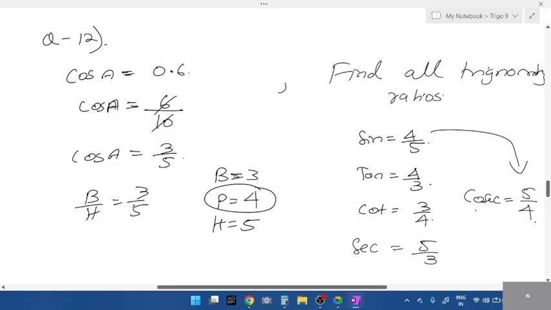Is it clear? For this question, draw a right angle triangle, students. You can even do it like this. You'll get marks, no problem. Okay, draw the right angle triangle. Apply Pythagoras theorem. You'll get 4. Perpendicular is 4.